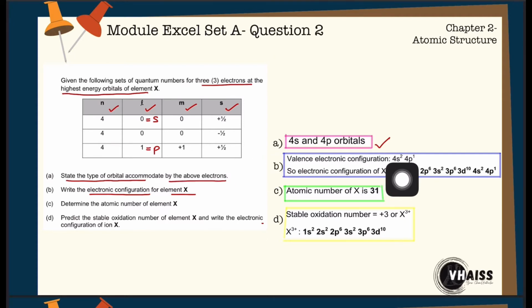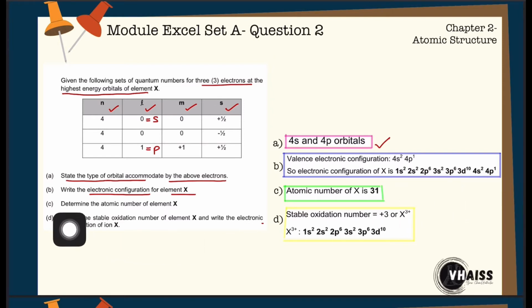Since this is the valence electronic configuration, it means that all the inner orbitals are fully filled with electrons. According to Aufbau principle, we should start filling our electrons from the 1s orbital. That would give us 1s2, 2s2, 2p6, 3s2, 3p6, and 4s2 first. And since 4s2 is now filled with electrons, it goes to a higher energy level. Therefore, we would have completely filled 3d orbital, which is 3d10, followed by 4s2 and 4p1.